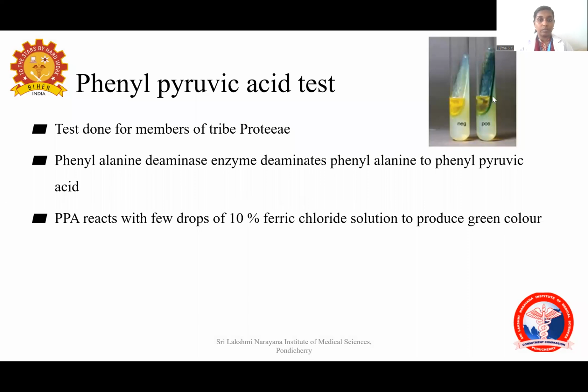So this is the media. We inoculate the organism on the media, and the next morning, we add freshly prepared 10% ferric chloride solution onto the surface of the media. If the organism has the phenylalanine deaminase enzyme, the phenylalanine present in the media will be deaminated to phenyl pyruvic acid. This phenyl pyruvic acid will react with the 10% ferric chloride to produce a green color in the slant. This is how the positive reaction will look.